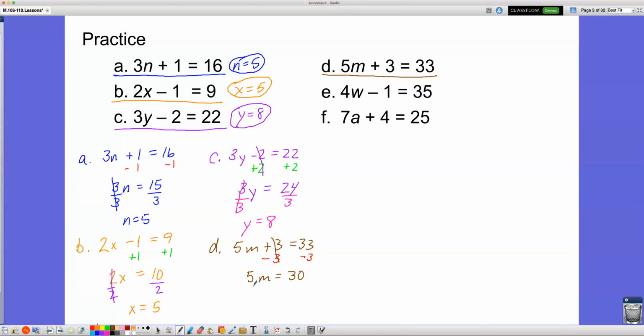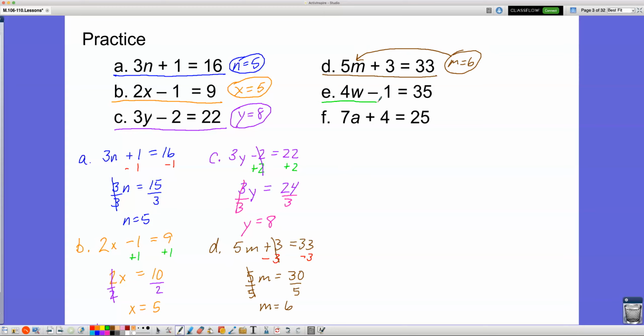Now in order to get m by itself, I need to divide by 5 on this side and by 5 on this side. So that means m is going to equal 6. In this case, m equals 6. That's the answer. I want to double check by substituting 6 for m. 5 times 6 is 30, plus 3 makes 33. That's right.